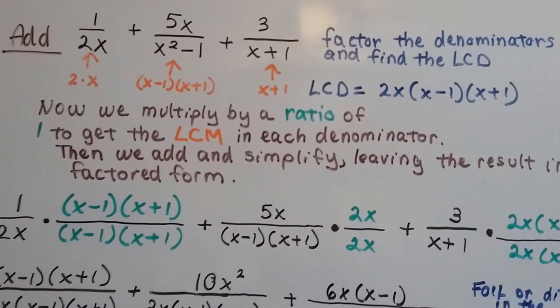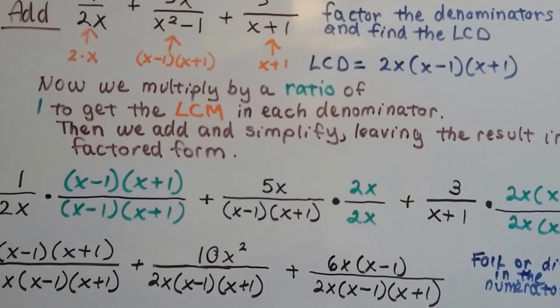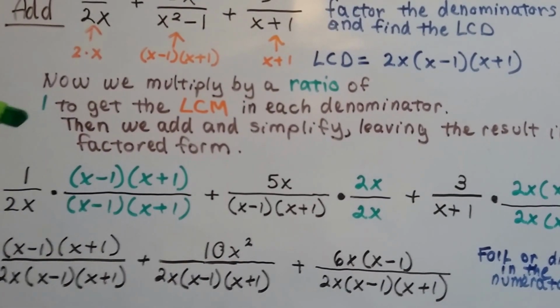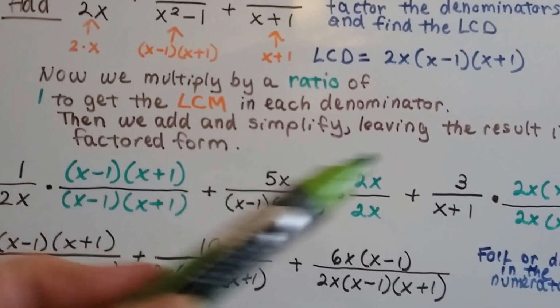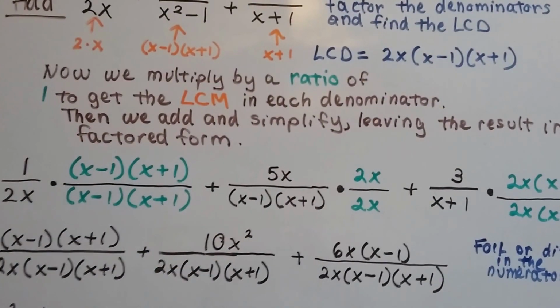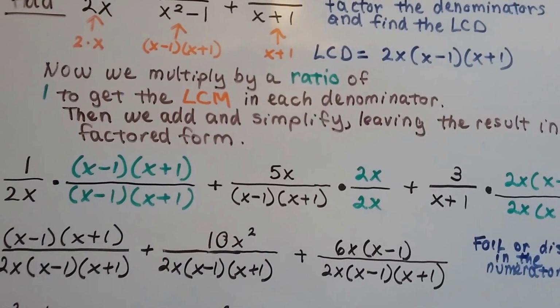That's going to be our denominator. Now we multiply by a ratio of 1 to get the least common multiple in each denominator. We want them all to have the same denominator, this, as the denominator, okay? And we add and simplify, and we leave the result in a factored form.